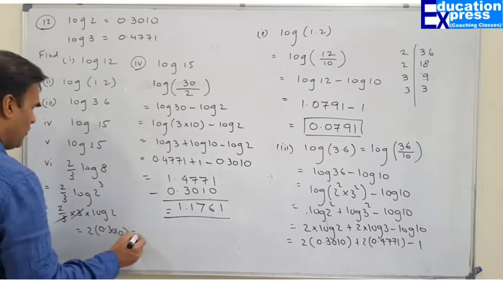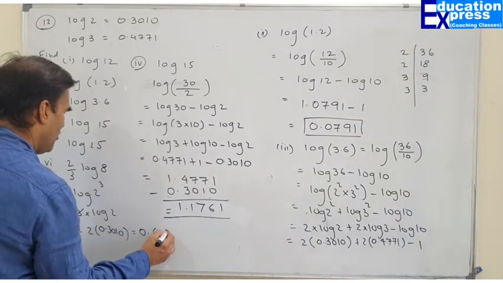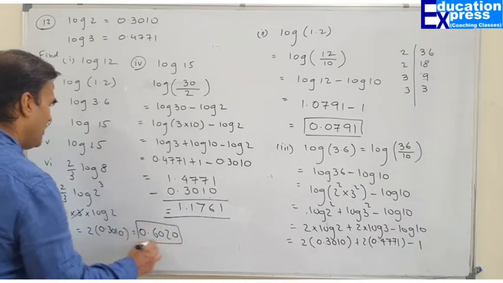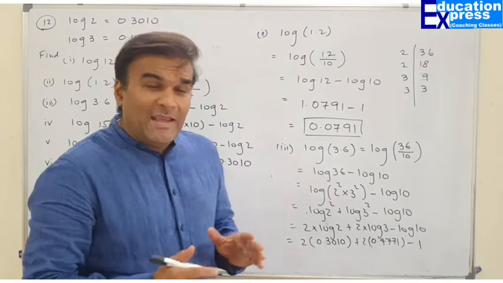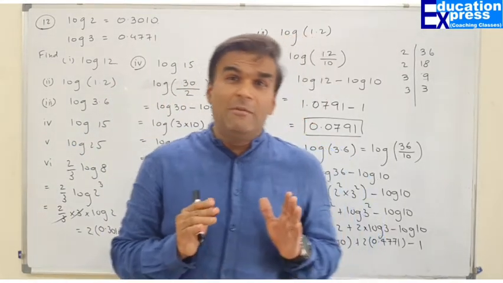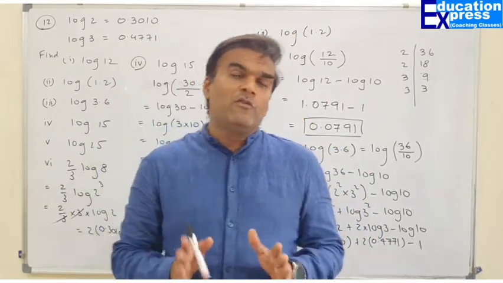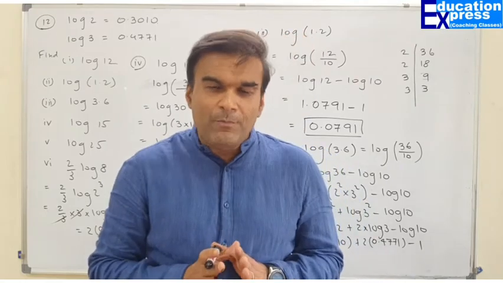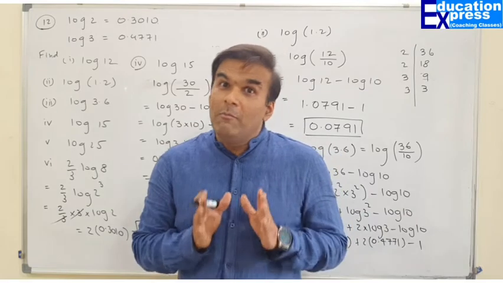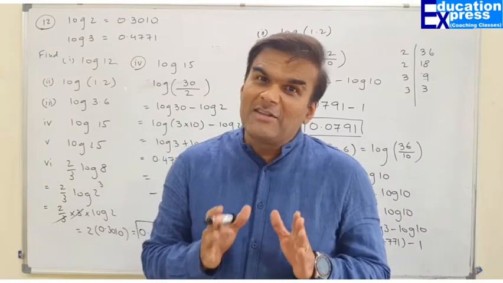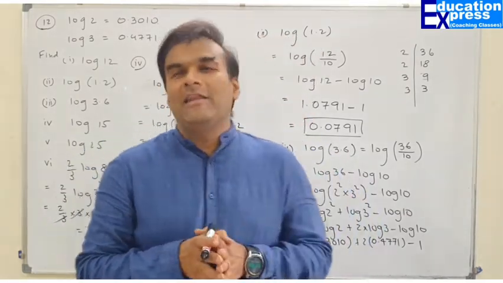0.3010. That would give you 0.6020. My dear friends, this chapter is a lottery for you. It's a simple chapter, limited properties, and most of the questions are monotonous in nature. You must grab this opportunity and make sure that your marks get secured with logarithm.